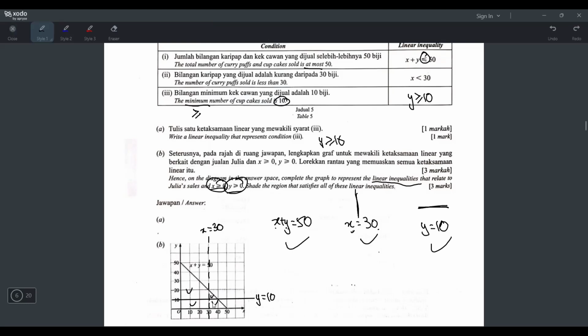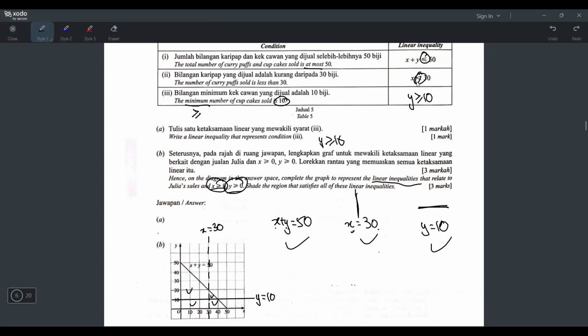So far, this 4 region is for the first one. Okay, but you cannot shade now. Tak boleh lorek sekarang. You have to check the second one and the third one also, and then take the overlap. Take the overlap. Okay, the next one, number of curry puffs sold is less than 30. X less than 30 kan? So you have to look at this symbol.